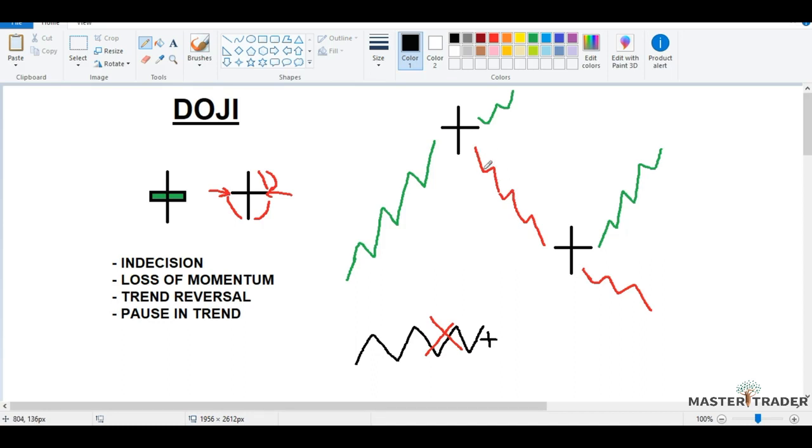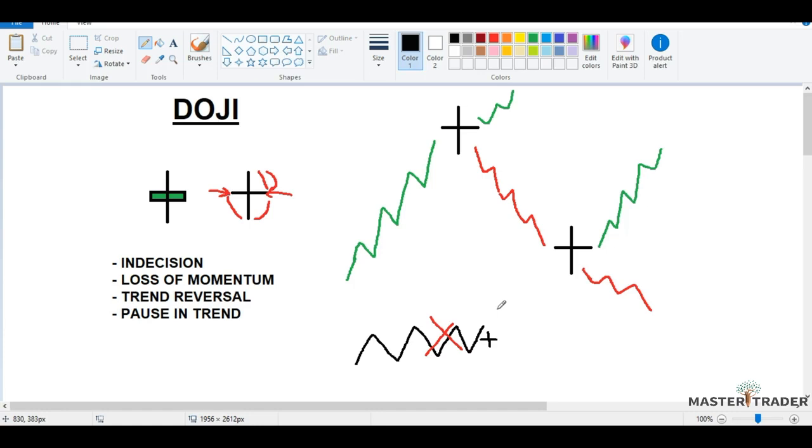And if we're in a nice downtrend and price is just going down, down, down, and then you see a nice doji form, then again you need to be cautious, because you might see a trend reversal, or you may even see trend continuation. Whichever it is, you need to be cautious.